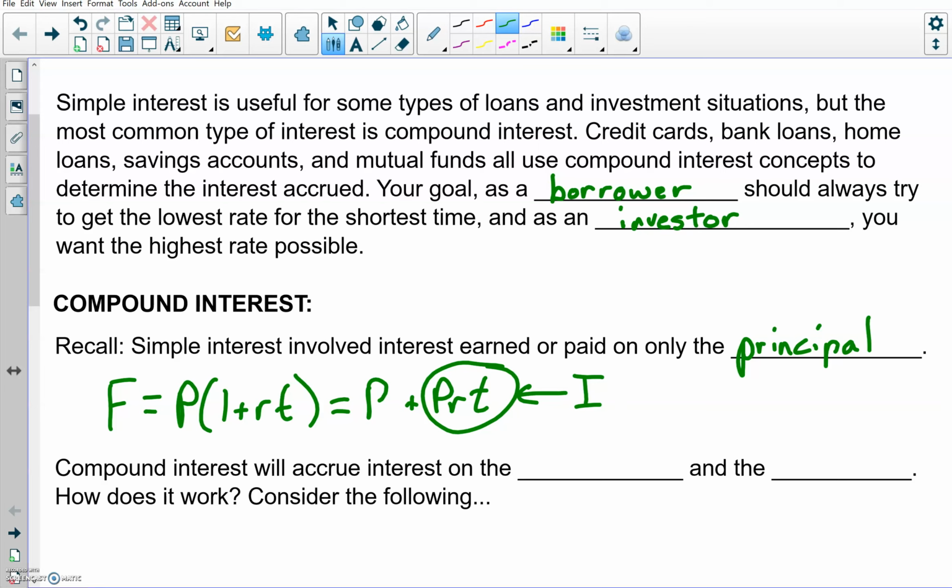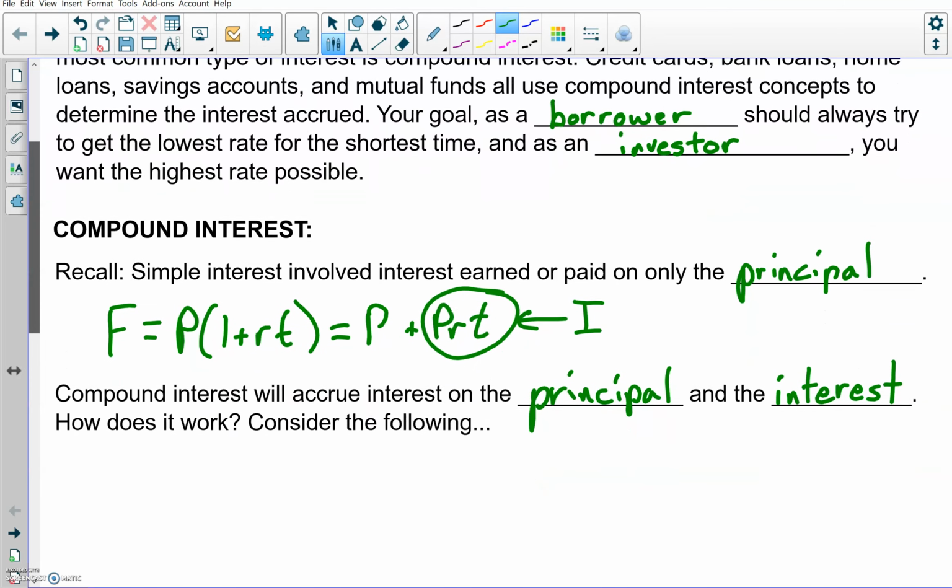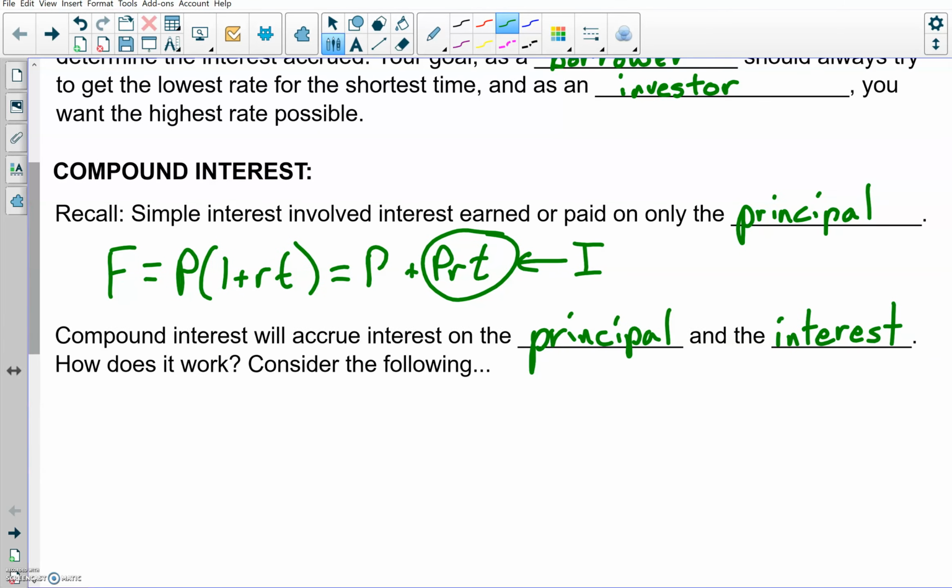So the compound interest will accrue interest on the principal just like simple interest does, and on the interest. This is what makes compound interest a much better thing for anyone who's investing, and maybe not so good a thing for people who are borrowing, because you're paying interest not only on the principal, but on interest that's accrued. So how does it work?